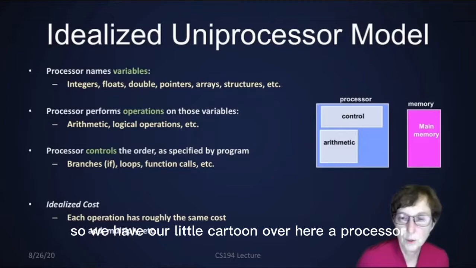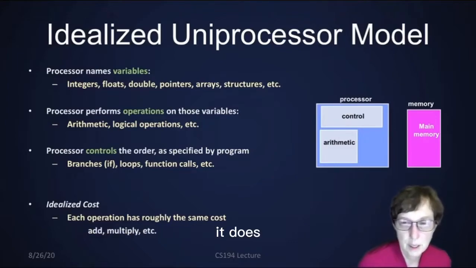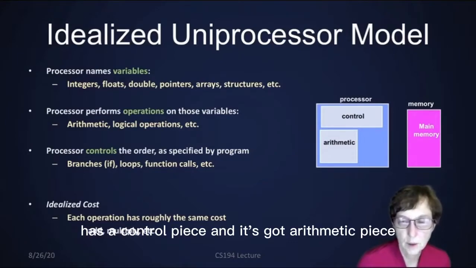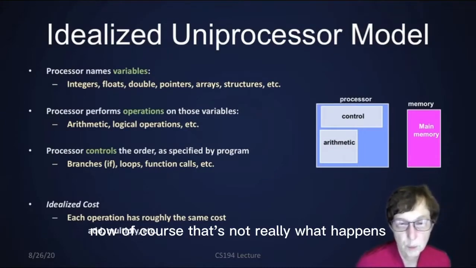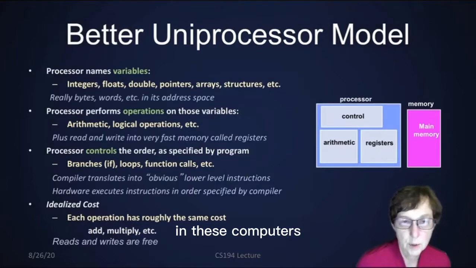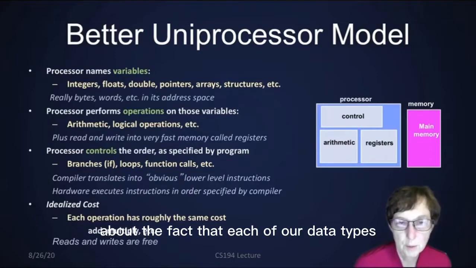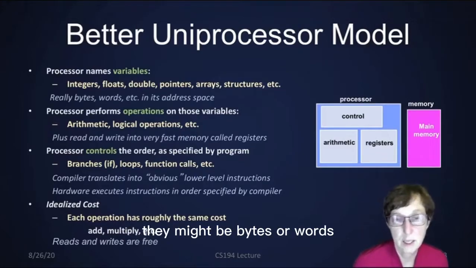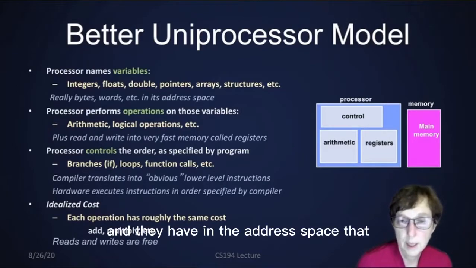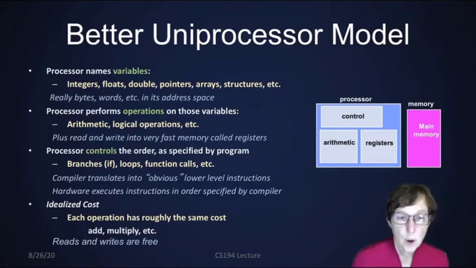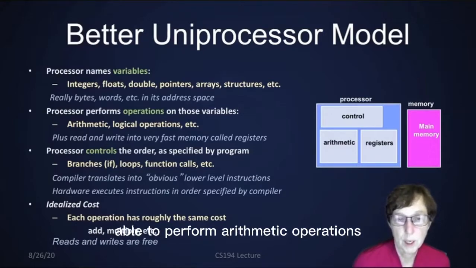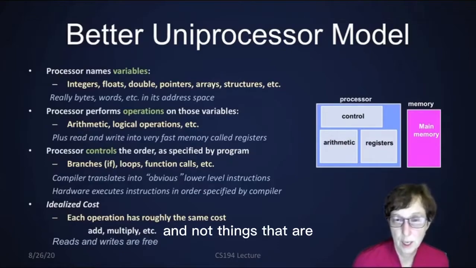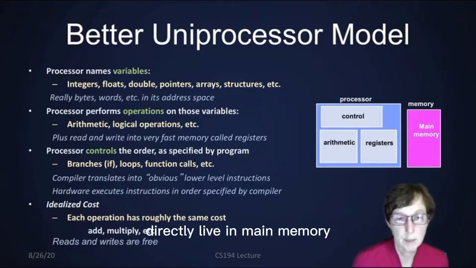So we have our little cartoon over here of a processor. It has a control piece and it's got an arithmetic piece, and then there's main memory where the variables are stored. Now, of course, that's not really what happens in these computers, so we really need to think about the fact that each of our data types might have different sizes. They might be bytes or words, and we need to read and write those into the registers because we're only going to be able to perform arithmetic operations on things that are in registers and not things that are directly live in main memory.